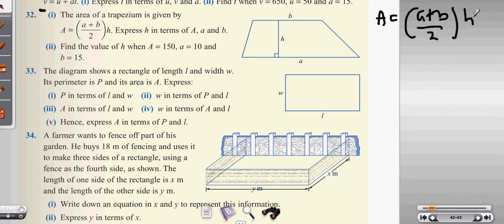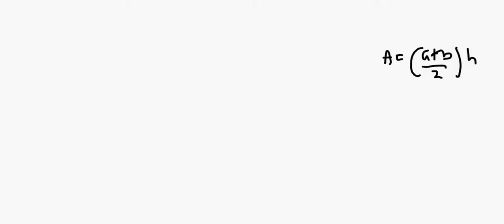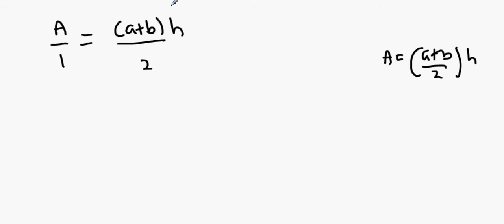Now the first step is to get rid of the 2, okay? So what we can do is put A over 1, and we can multiply out the top bracket if we want, but we don't really have to. So it's divided by 2, and then it's (a plus b) multiplied by h. Now we could multiply this out, but we do need h on its own, so there's no point multiplying it in, okay? So we're going to bring the 2 up here, and we're going to get 2A equals (a plus b) times h.